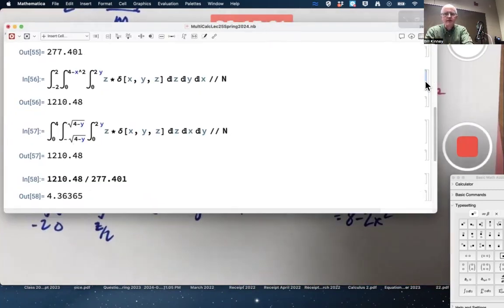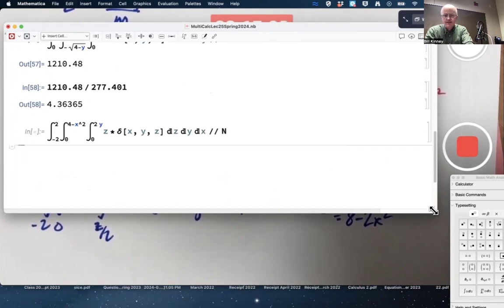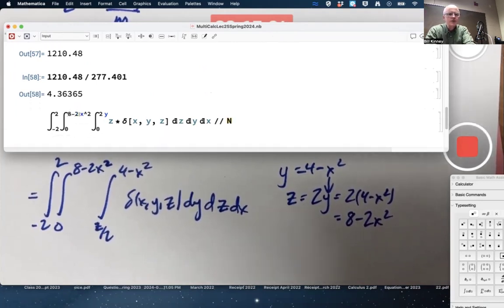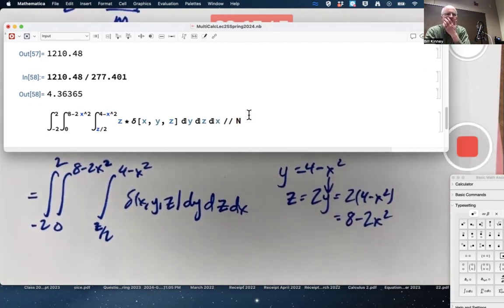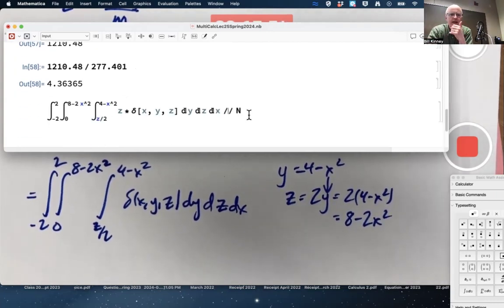And let's just go ahead and integrate. Let's find the moment in the z direction that way. It works for any function. So I'm changing this to an 8 minus 2x squared, this to a z over 2, and this to a 4 minus x squared. Get the order right, though. It's dy, dz, dx. Okay. So this should give the moment in the z direction, moment with respect to the xy plane. This should be the 1210.48.